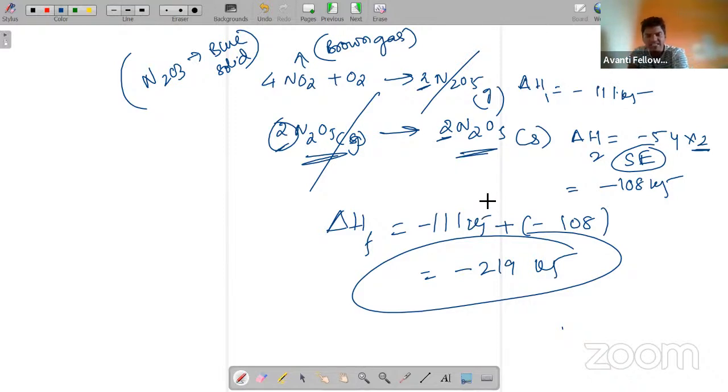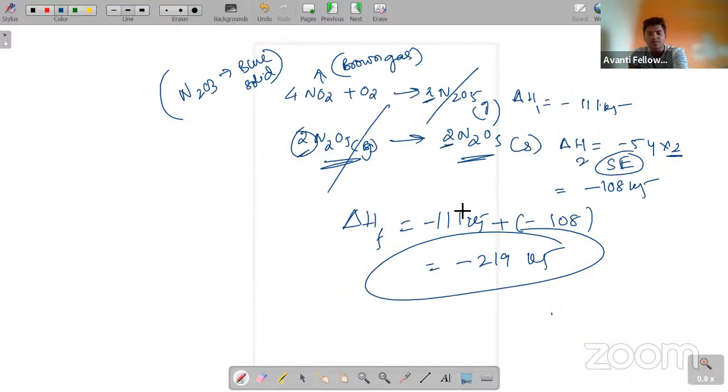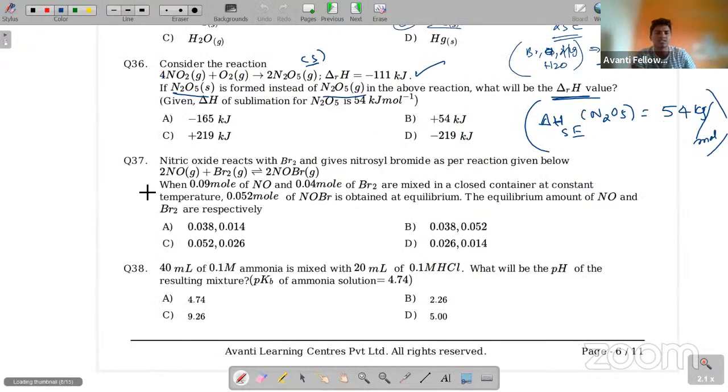Right. Next question is a chemical equilibrium question. This is quite a big question, I can say it takes some time. So we'll discuss this one later. Okay. Next, if you can see this question.